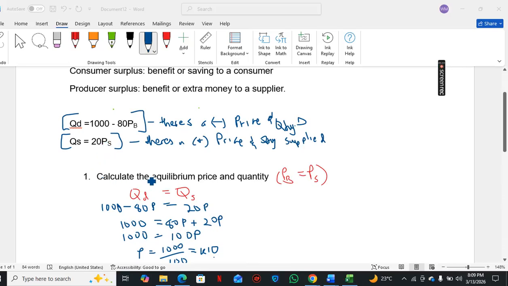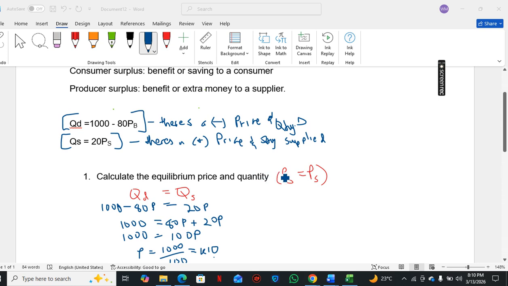The first question they're telling us to do here is to calculate the equilibrium price and the equilibrium quantity. Okay. So, colleagues, this PB on the demand function is the price the buyers pay. This PS on the supply function is the money the suppliers receive. So we need to calculate the equilibrium price and quantity.